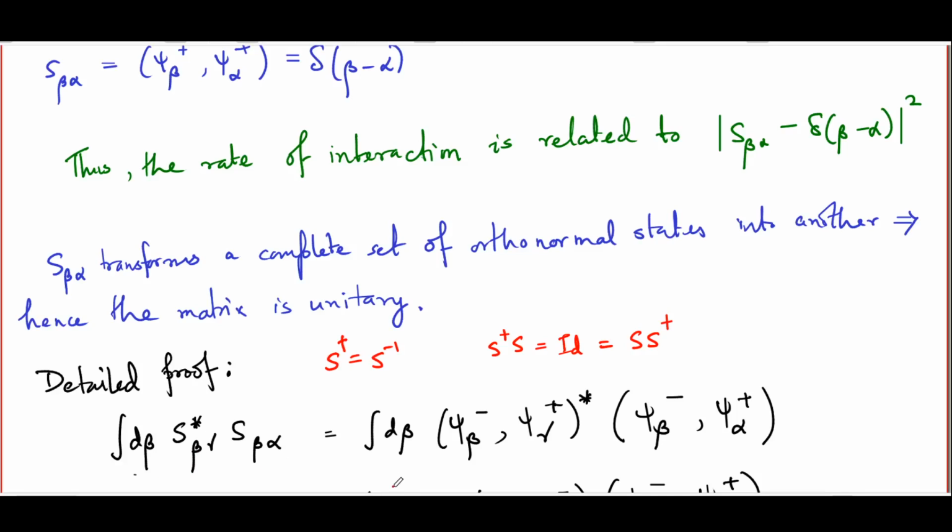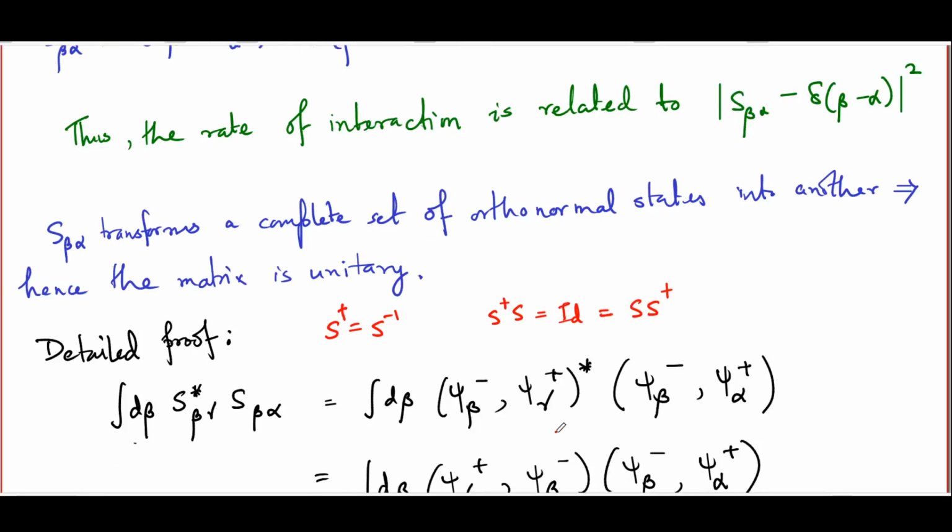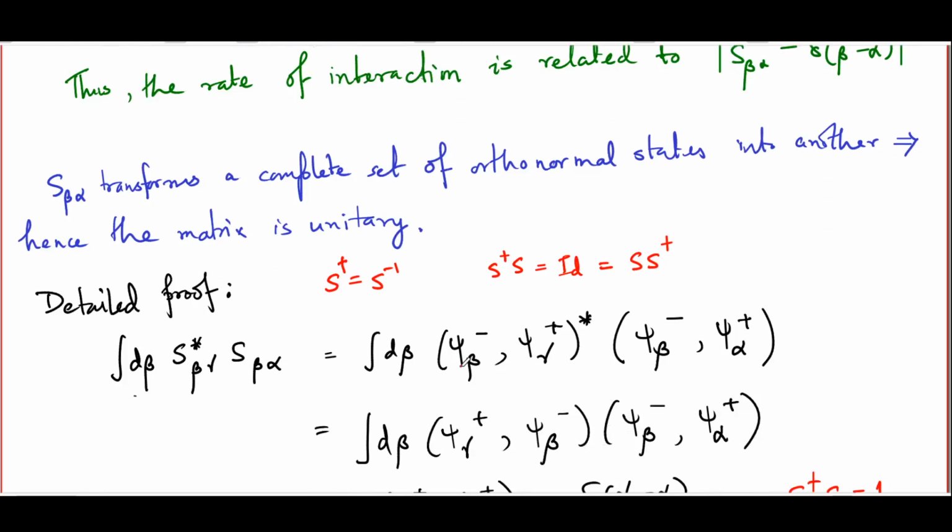Now let us go by the definition of S beta alpha. S beta alpha, let me remind you, is just the inner product of psi beta minus with psi alpha plus. And S beta gamma, whose conjugate is sitting here, is the inner product between psi beta minus and psi gamma plus. Of course, the order matters because if we were to flip the order of these two, as we have done here, the number becomes its complex conjugate, which is exactly what we want. So this really is the integral over beta, or sum over these labels beta, of the product of these two inner products, psi gamma plus with psi beta minus and psi beta minus with psi alpha plus.